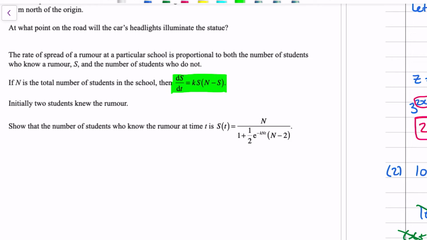So we've got this differential equation, and we're told N is the total number of students in the school. So it's a constant. And we're told initially two students know the rumour. So at t equals 0, we know that S is equal to 2, S being the number of students who know it. Show that the number of students who know the rumour at time t is given by this solution.